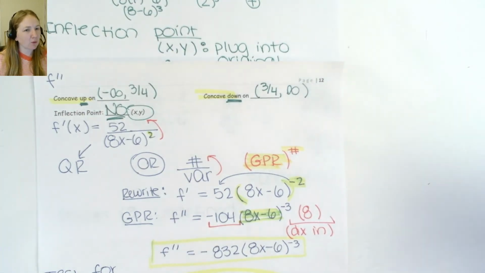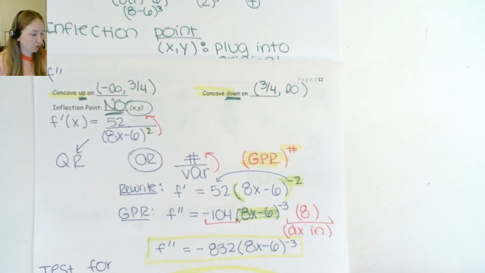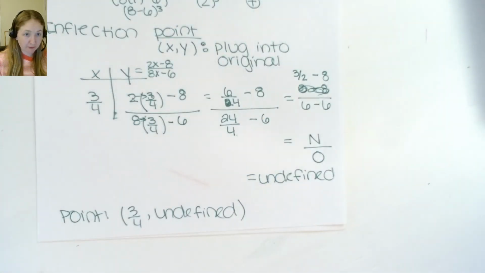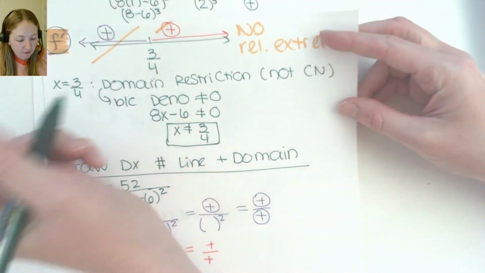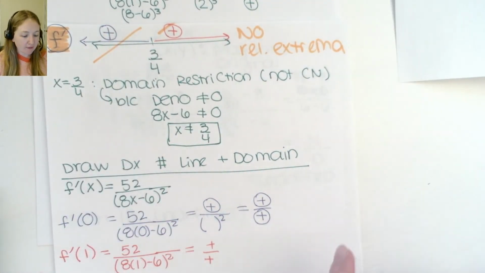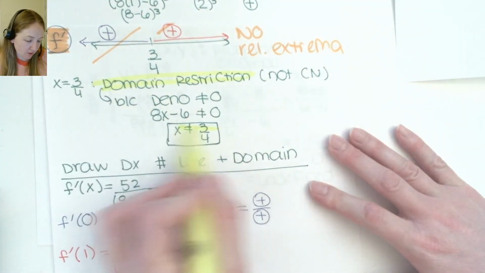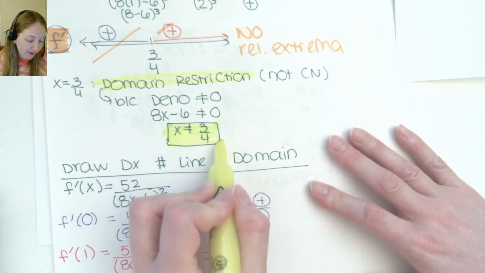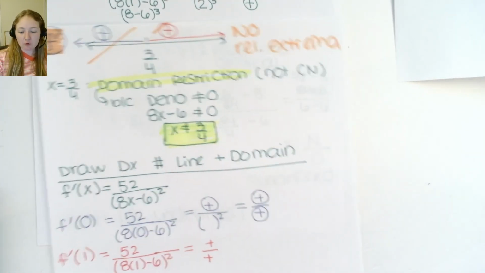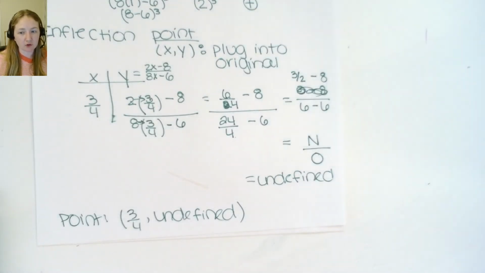Now, you might be like, well, what's going on here? What's going on here is twofold. First of all, you'll remember that when we were talking about the first derivative, the 3/4 was actually a domain restriction. And that domain restriction at 3/4 is going to prevent the first derivative and the second derivative from being defined at the 3/4. So you could have recognized it just based off of the domain restriction.